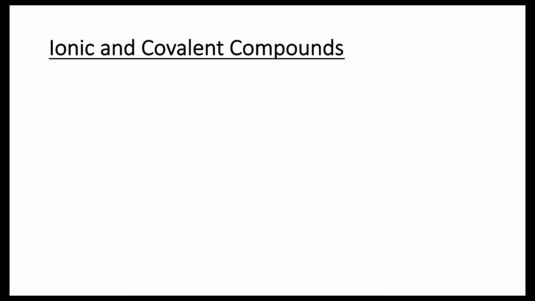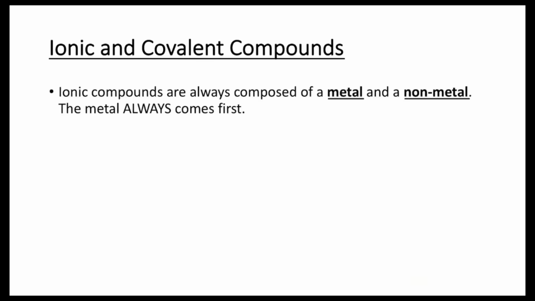So ionic and covalent compounds. Ionic compounds are always composed of a metal and a non-metal, and the metal always, this is really important, comes first. And remember, metals are on the left-hand side of the periodic table. For example, NaCl, never ClNa. Ionic compounds may also contain a polyatomic ion instead of a nonmetal. Usually the polyatomic ion is negative. There are a couple that are positive, but you're mainly going to be dealing with the negative ones.